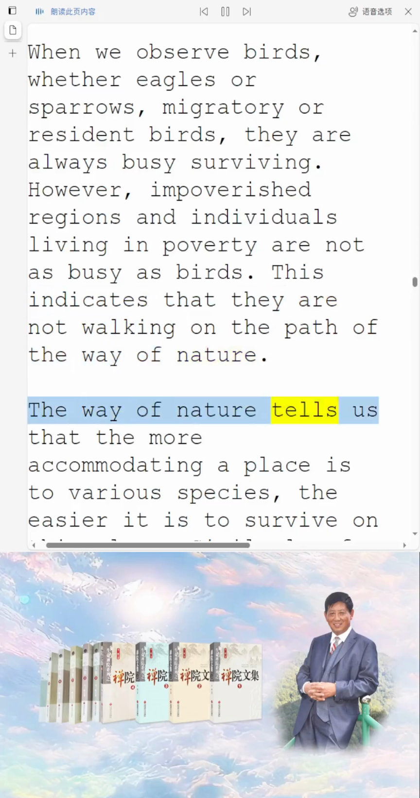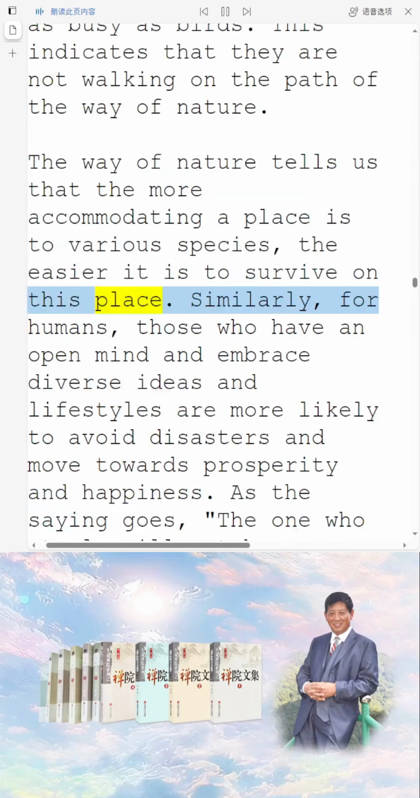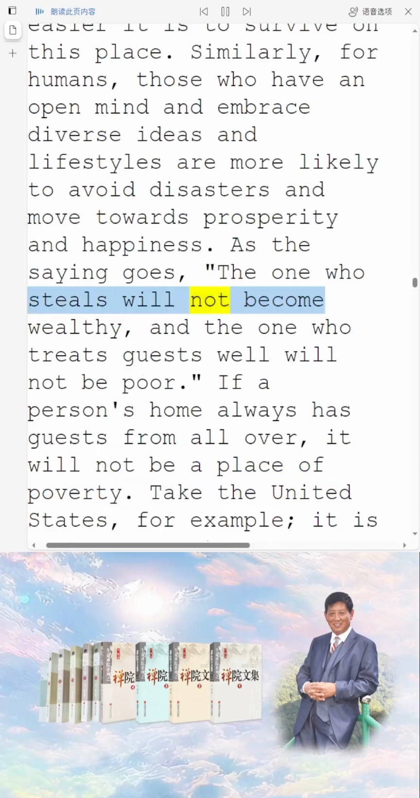The way of nature tells us that the more accommodating a place is to various species, the easier it is to survive on this place. Similarly, for humans, those who have an open mind and embrace diverse ideas and lifestyles are more likely to avoid disasters and move towards prosperity and happiness. As the saying goes, the one who steals will not become wealthy, and the one who treats guests well will not be poor. If a person's home always has guests from all over, it will not be a place of poverty. Take the United States, for example.